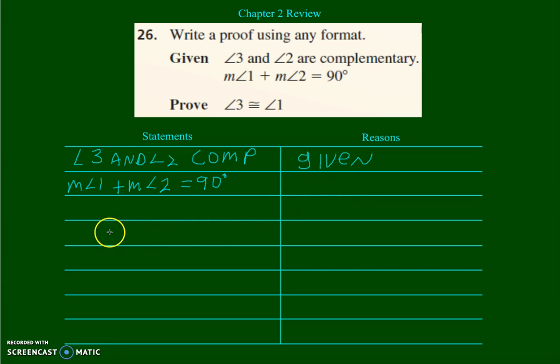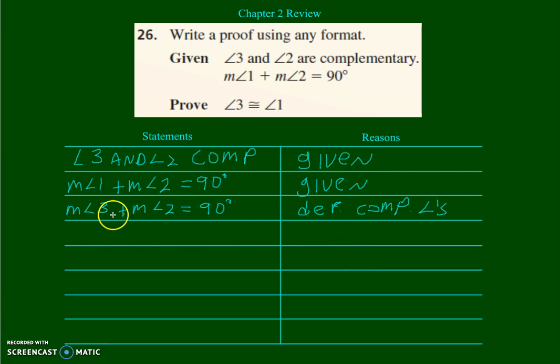Now, we have to get to angle 3 is congruent to angle 1. Well, since angle 3 and angle 2 are complementary, we know that the measure of angle 3 plus the measure of angle 2 equals 90 degrees. This is the definition of complementary angles. And this, of course, is given.